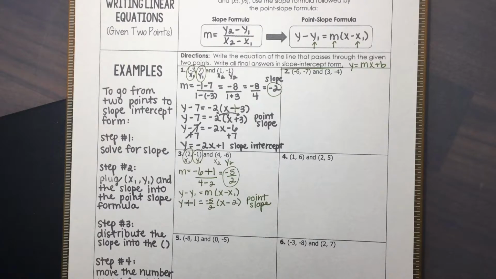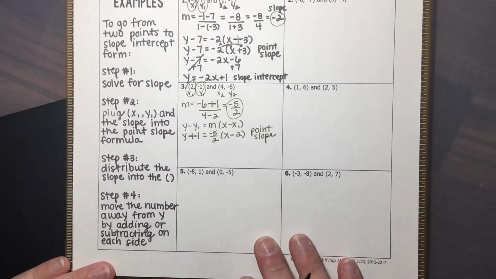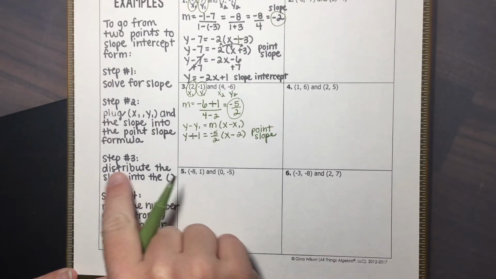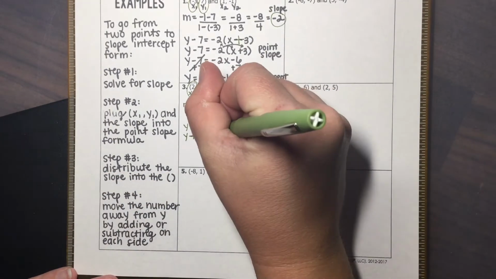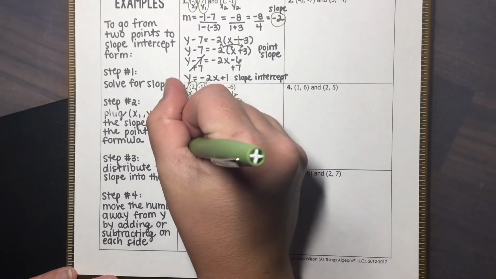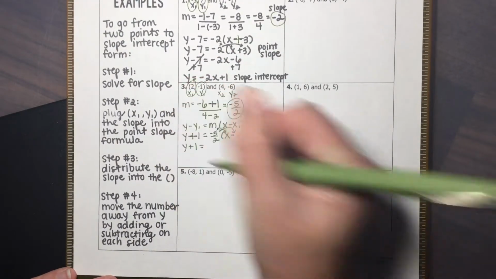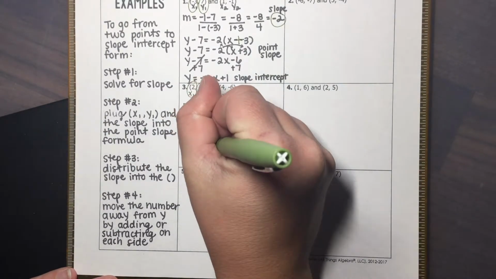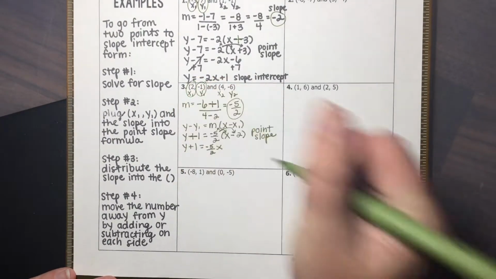All right, but this problem isn't asking us for point slope. It's asking us for slope intercept. So I've got to go one more step, or 2 more steps really, step 3 and 4, but one more equation, I guess is what I should say. So step 3, it says to distribute the slope. So I draw my arrows because that's how I distribute. Okay, this y plus 1 doesn't change. Now I have negative 5 over 2 times x, which just gives me negative 5 over 2x.